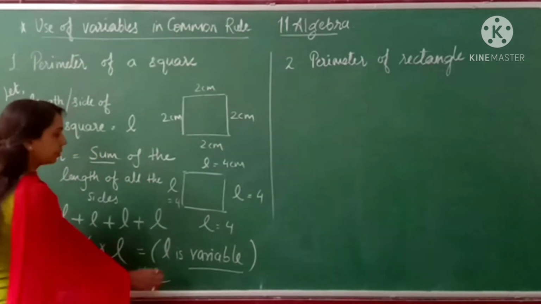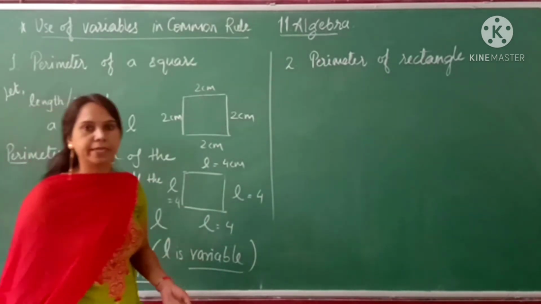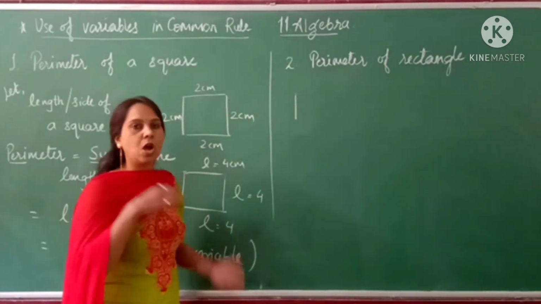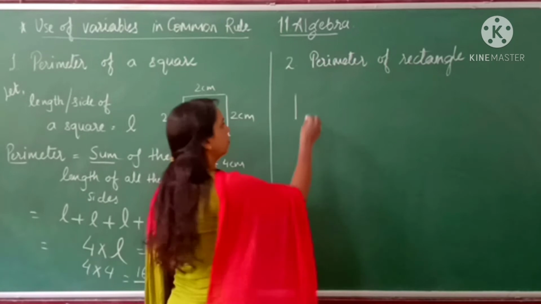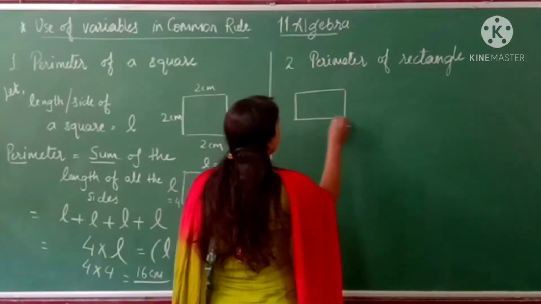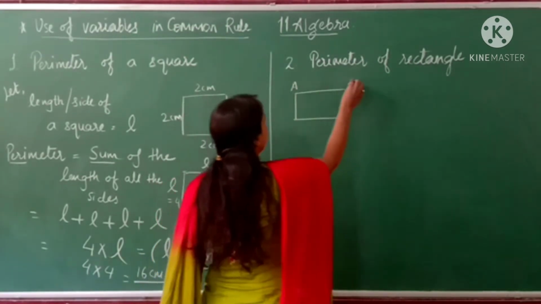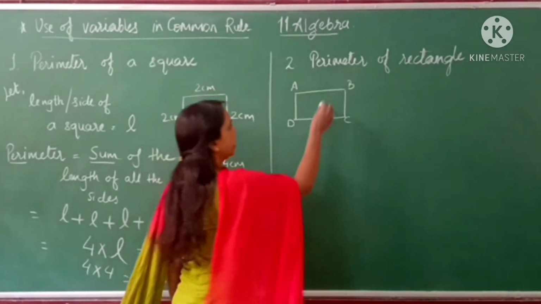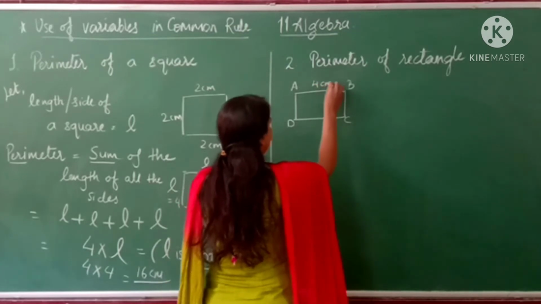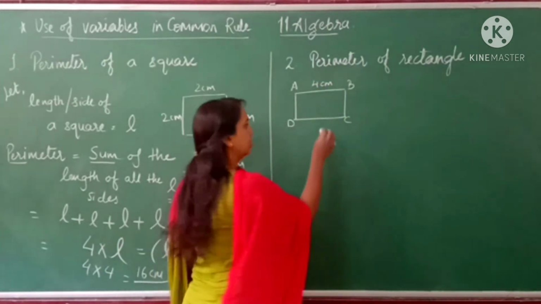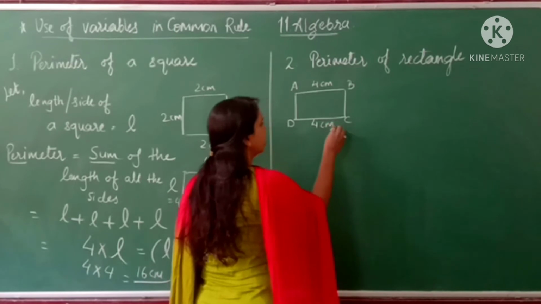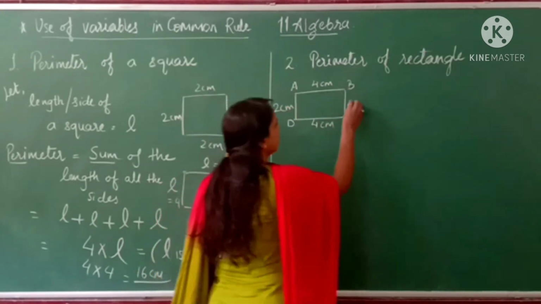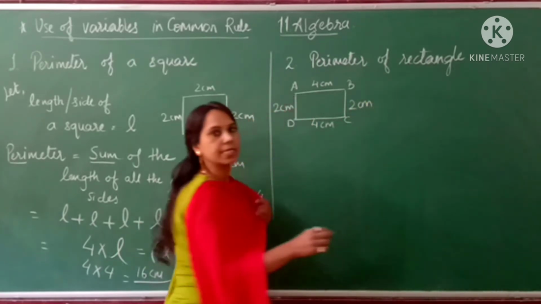Now moving next to the perimeter of a rectangle. The rectangle property is that opposite sides are of equal measurement. Suppose here we have ABCD as a rectangle. Suppose AB is 4 cm, so the opposite side is equal, so CD is also 4 cm. If AD is 2 cm, then BC is also 2 cm.